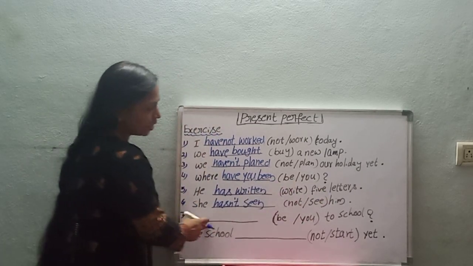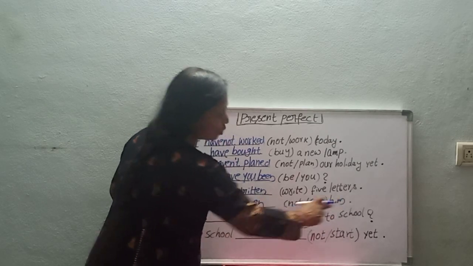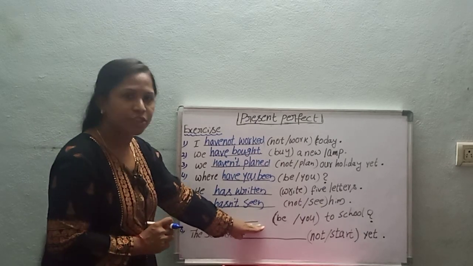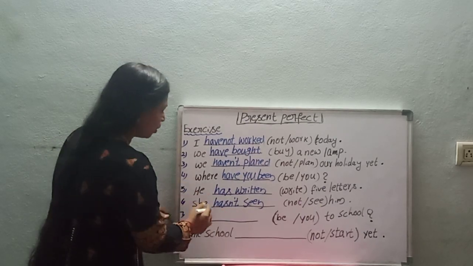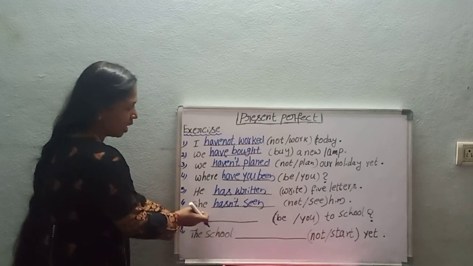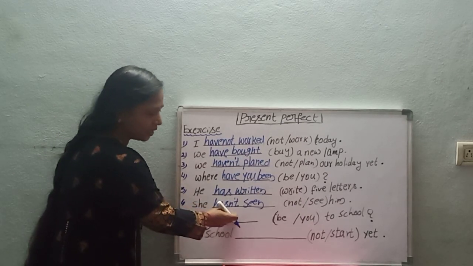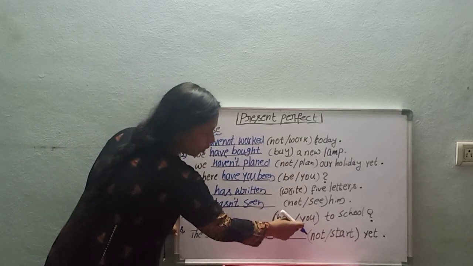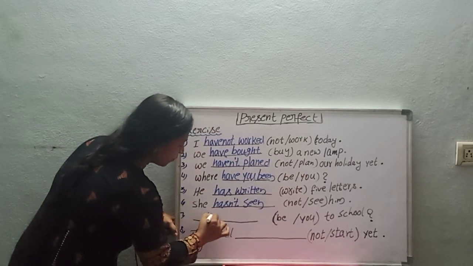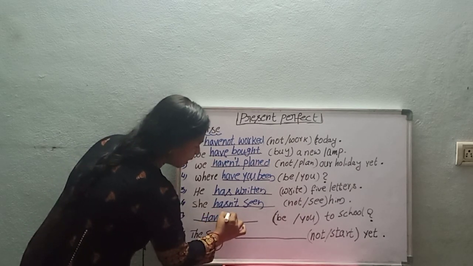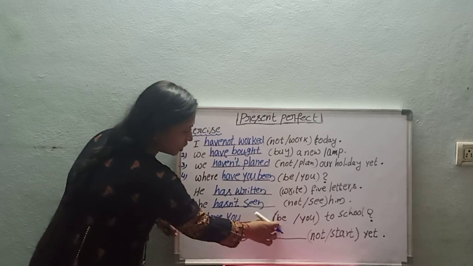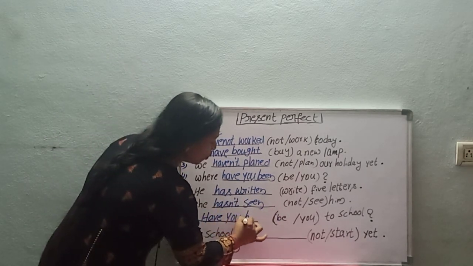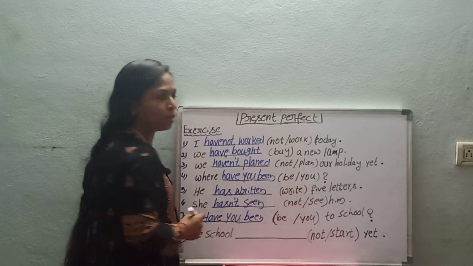Next, "Dash be you to school." There is a question mark at the end of the sentence, so this is a positive question. What is the structure of a positive question? Has or have plus subject and the third form of the verb. So what do we use for you? Have. What is the subject? You. What is the third form of be? Be, was, been, being. So, have you been to school?